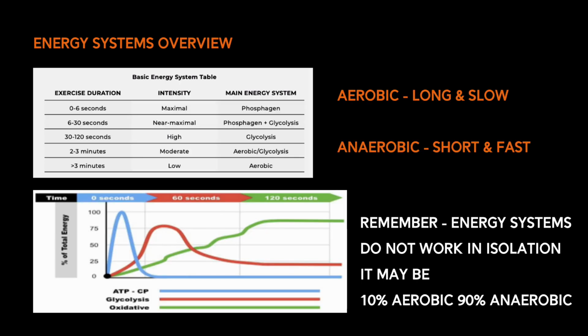Very quickly then, just a quick overview on energy systems. When we perform any exercise, whether it be an Elevate session, whether we run up the stairs, whether we go swimming with our kids, or whatever we're doing, we are using energy. Our body needs fuel to perform that task. So if you look on the table on the top left here, the first three lines are what you call anaerobic. So basically, they are short and fast. If you look at the duration, 0 to 6 seconds, 6 seconds to 30 seconds, and 30 seconds to 2 minutes. Anything under that is predominantly anaerobic, okay?